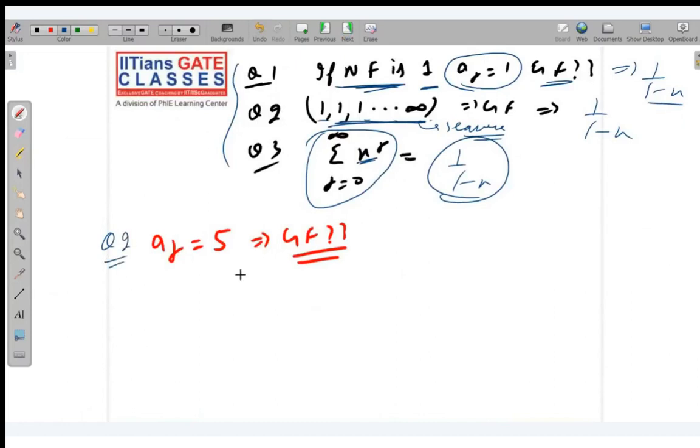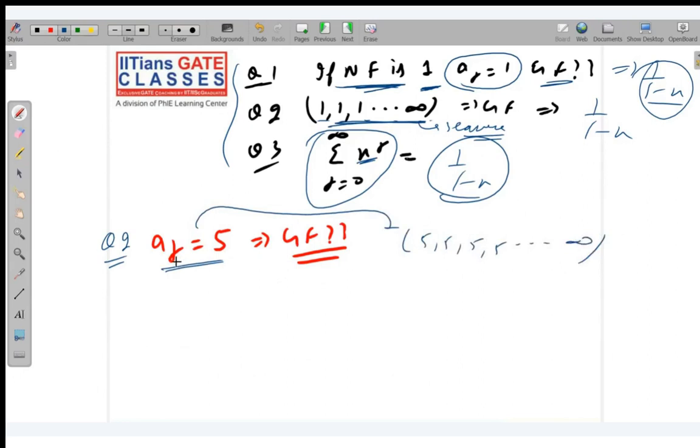So our first question is over, and we have got that if the numeric function is 1, the generating function is 1 upon 1 minus x. Now please tell me, if the numeric function is 5, what will be the generating function? First of all, please write the sequence. The sequence will be 5, 5, 5, 5 up to infinity. That means a0 is 5, a1 is 5, a2 is 5, a3 is 5, everything is 5. Like the sequence was 111, now the sequence will be 555.